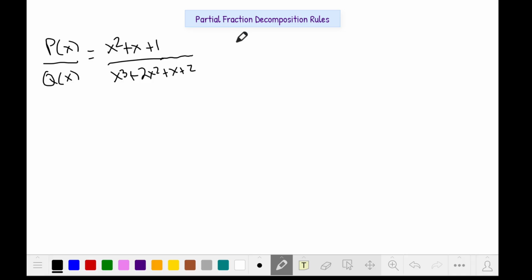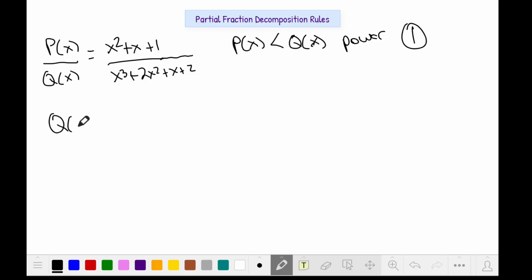The number one rule is p of x has to be smaller than q of x in terms of power. So the biggest power of x has to be at the bottom, no matter what. So for partial fraction decomposition, rule number 1: p of x has to be smaller than q of x. The bottom has to be the bigger power. Rule number 2: q of x has to be factored as much as possible.